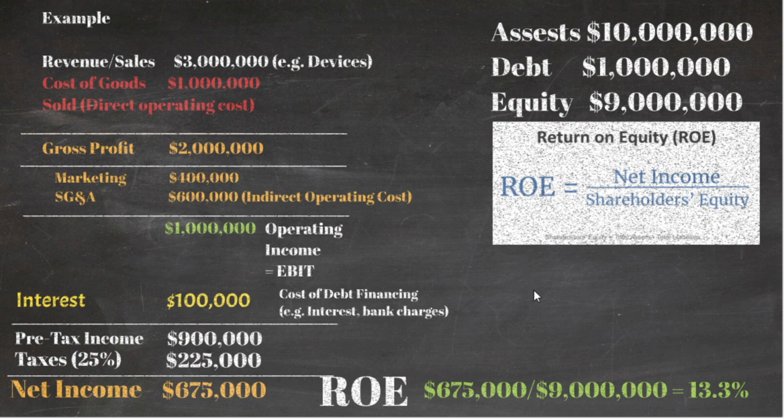The formula for return on equity is the net income, which is after everything is paid, 675,000, divided by the shareholders' equity. So what's that? We said earlier that the assets equal $10 million. We have $1 million in debt. So we subtract the debt from the assets, and the equity is $9 million. This is the shareholders' equity. We divide that, and it gives us 13.3%.